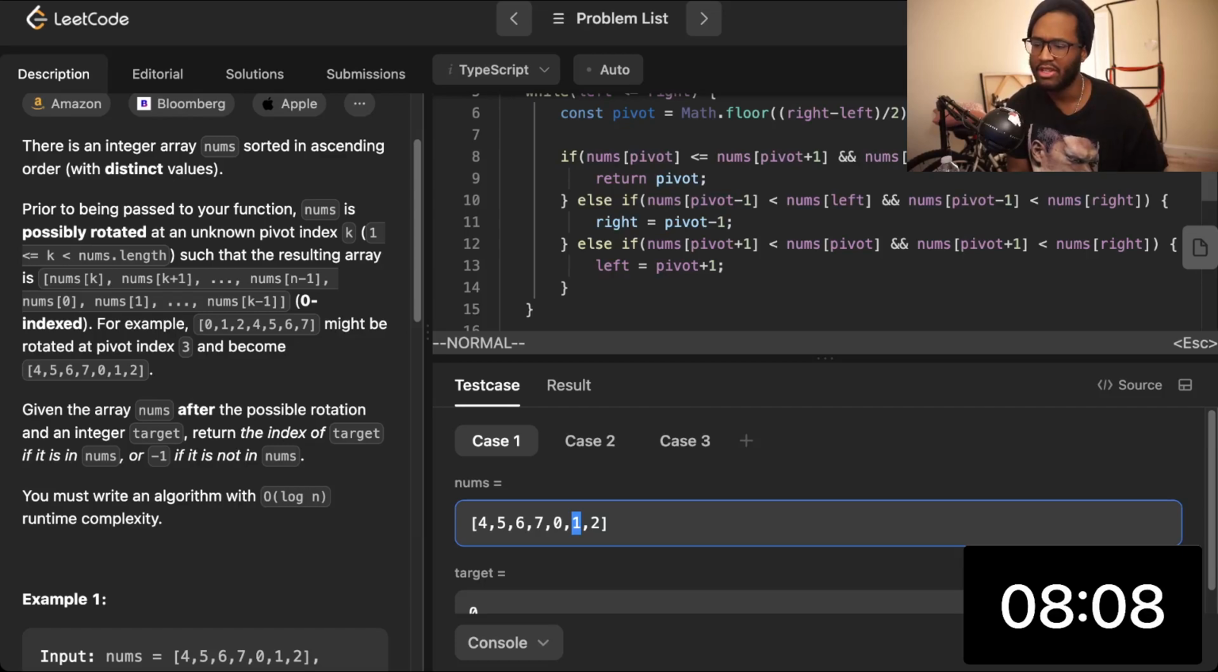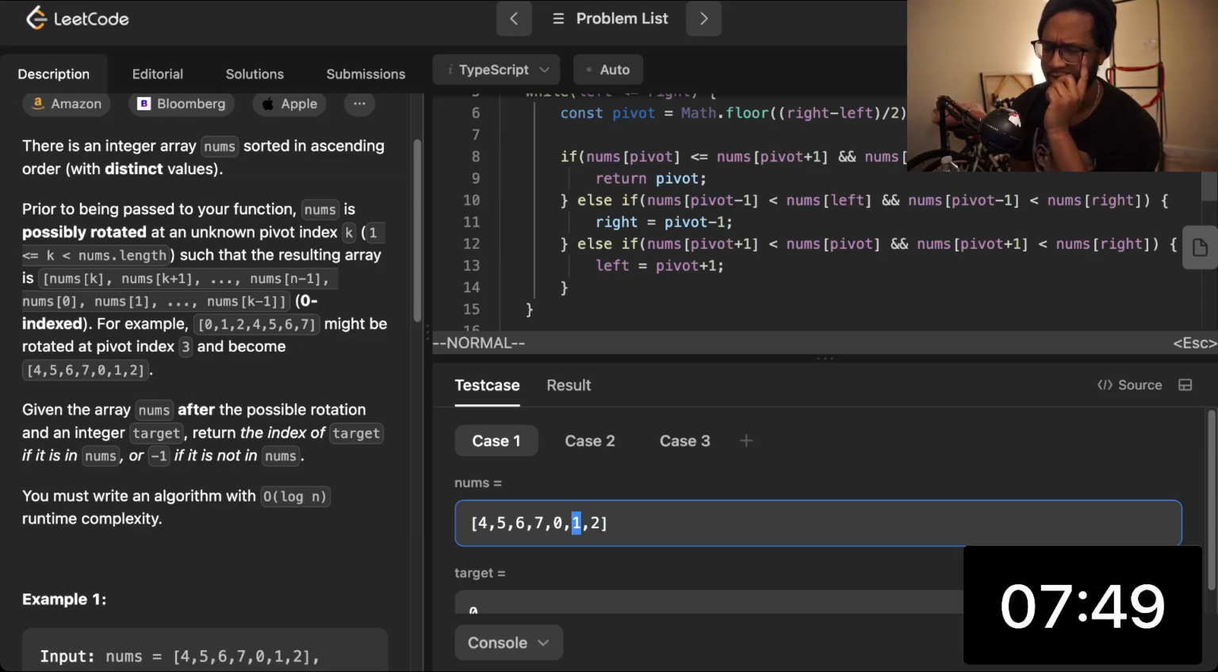Is 1 less than 2? Yes. And is 1 less than 0? No. Is 0 less than 1? Yes. And is 0 less than right? Yes. So right equals pivot minus 1.